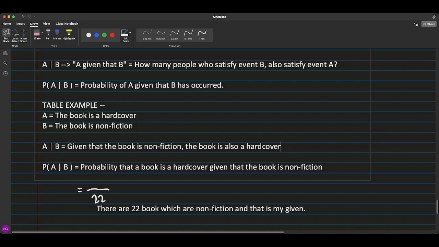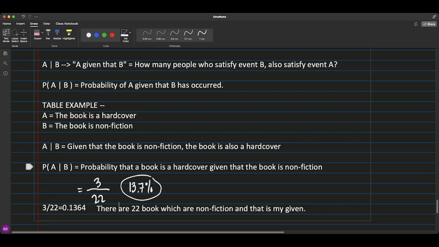So the answer to this is 3 out of 22, which, if you calculate that, I would like to calculate that right here. 3 out of 22 is 0.1364, which is 13.7%. So from that data we had, hey, what's the chance that if you choose a nonfiction book that it's going to be a hardcover?